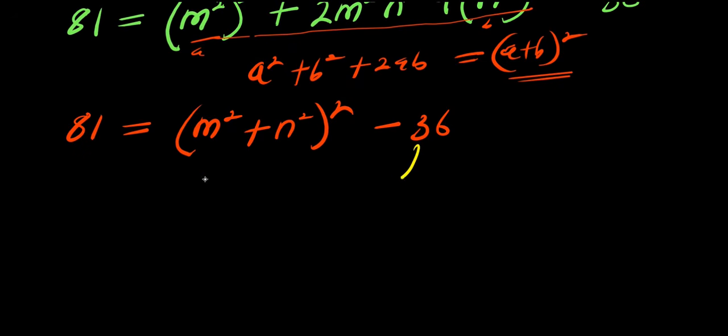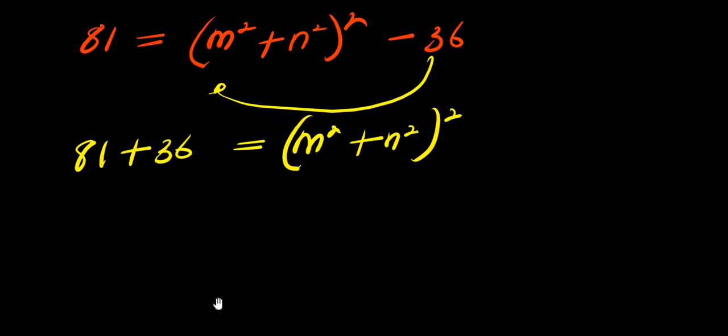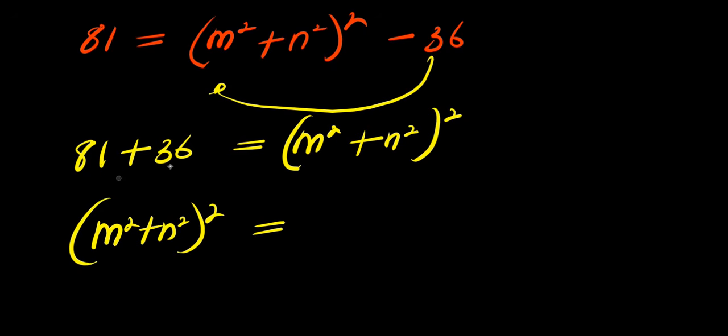So from here, I move this over here. I have 81 plus 36 equals (m^2 plus n^2)^2. So from here, what I can simply do is just to rearrange this. I have (m^2 plus n^2)^2 equals 81 plus 36, which is 117.